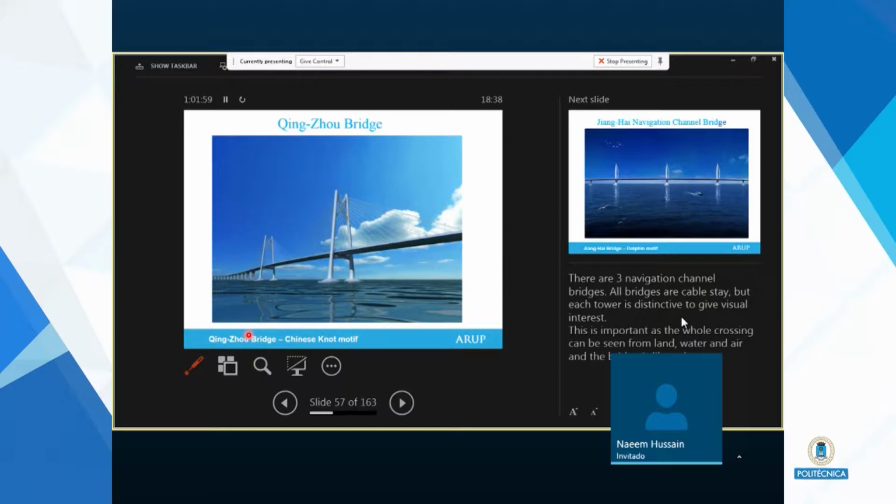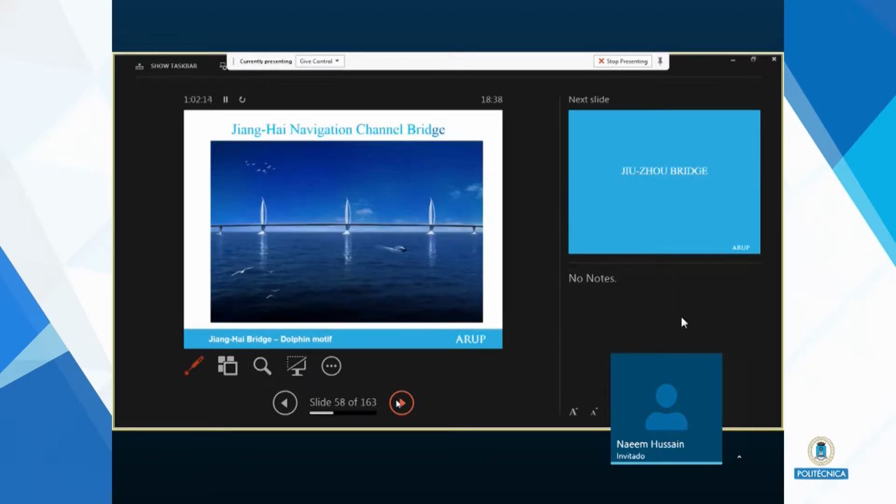So on the Qingzhou Bridge, we have what is known as the Chinese knot. The Chinese knot is a good luck symbol, and that has been used on this particular bridge. And on the next cable-stayed bridge, in this Pearl River, we have pink dolphins that are an endangered species. The idea here was, first of all, to safeguard the dolphins, but also to have a dolphin motif. So these are cables with the shape of the tower, trying to make it as if dolphins are coming out of the water.